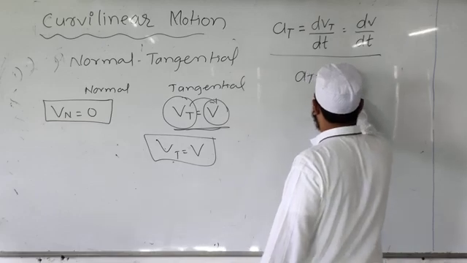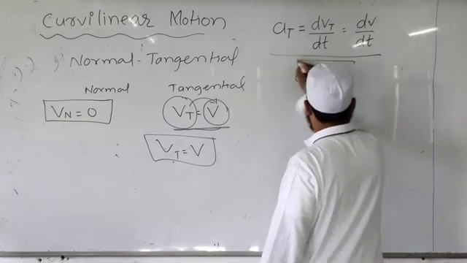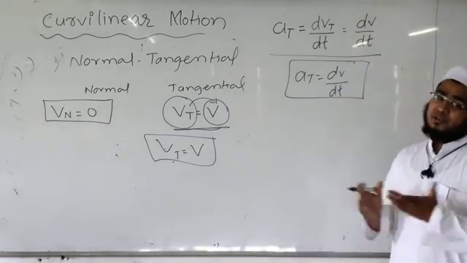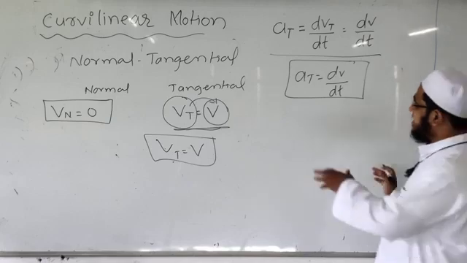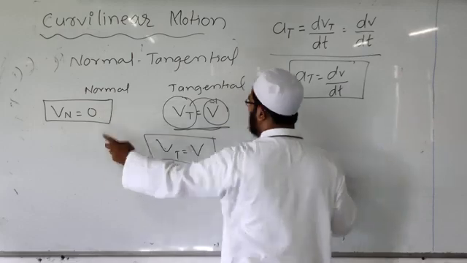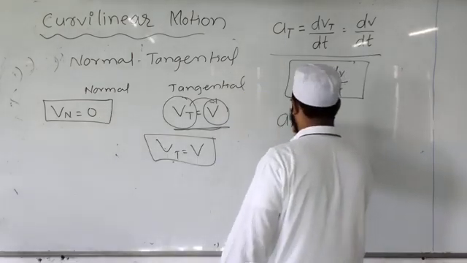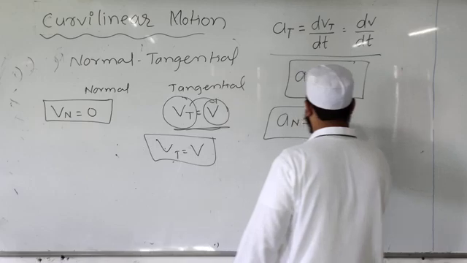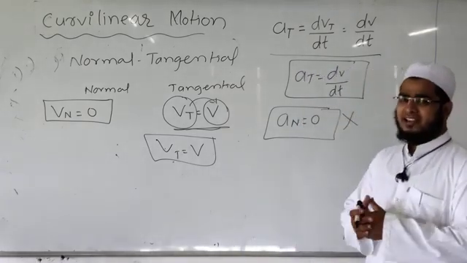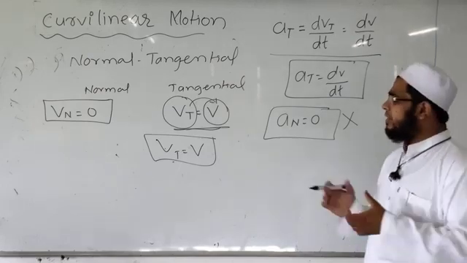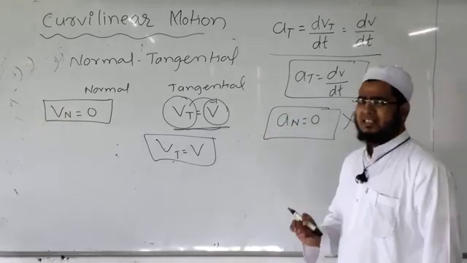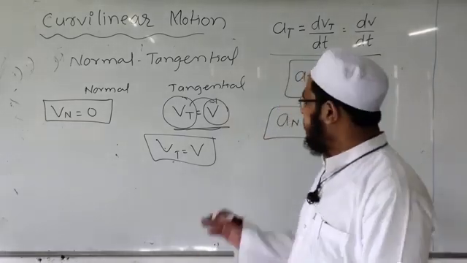It is a very important formula for finding tangential acceleration. But a student can say that as the normal component of the velocity is zero, therefore the normal component of acceleration is also zero, but it is wrong. It is not zero. You will ask why? We know that there is a mathematical expression to get the formula for the normal component of acceleration, but I will not go for that expression.